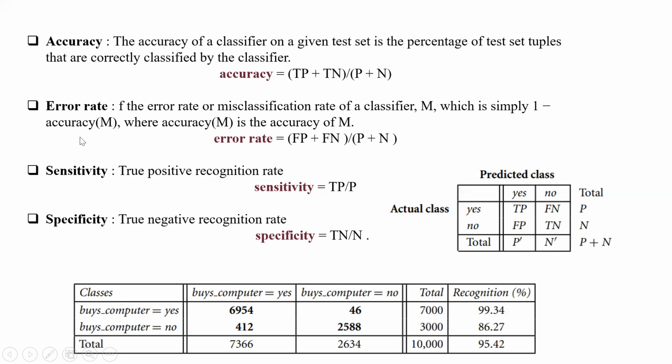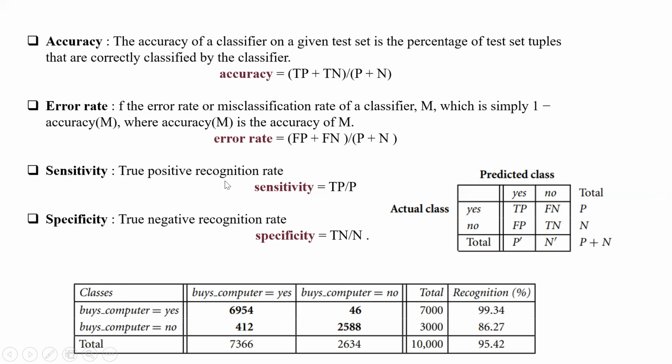Next one will be the error rate. The error rate or misclassification rate of a classifier M is simply 1 minus accuracy. We already found out the accuracy, so 1 minus accuracy gives us the error rate. Or else we can use this formula also: error rate is equal to FP plus FN, which means we are finding out the false conditions, divided by P plus N. P plus N means all the conditions.